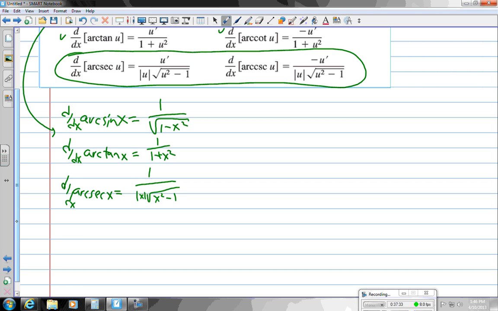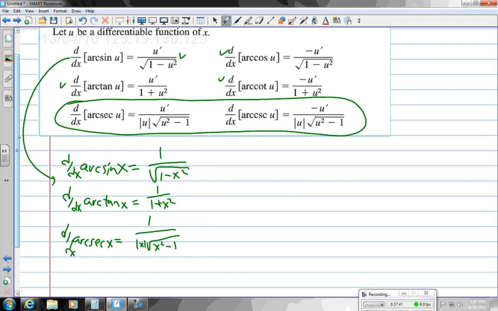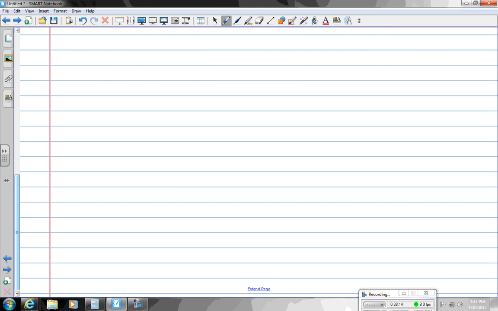Now, integrating these things. When I'm talking about integrating, I'm talking about integrating the derivatives of the inverse trig functions. I'm not talking about integrating the arc sines yet. That's a little messy. But for now, I just want to show you a few examples when we try to integrate functions that maybe just look like the derivatives of inverse trig. Okay? So I'm just going to start with a very simple example.